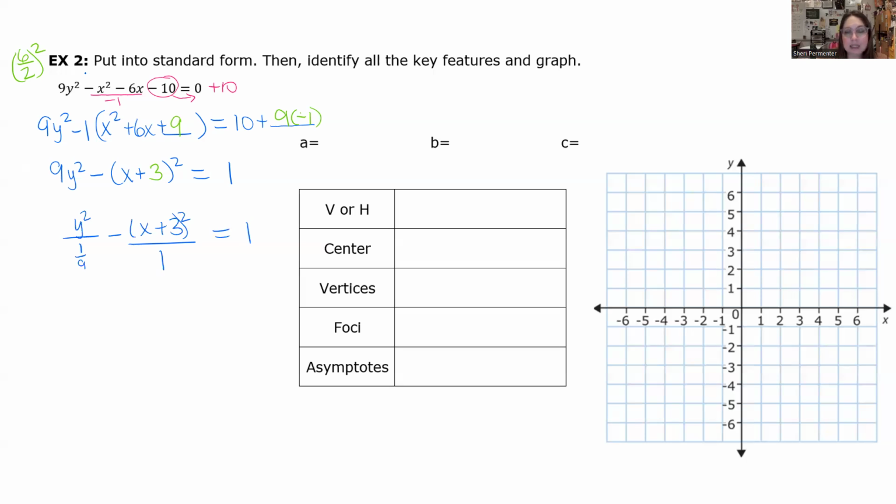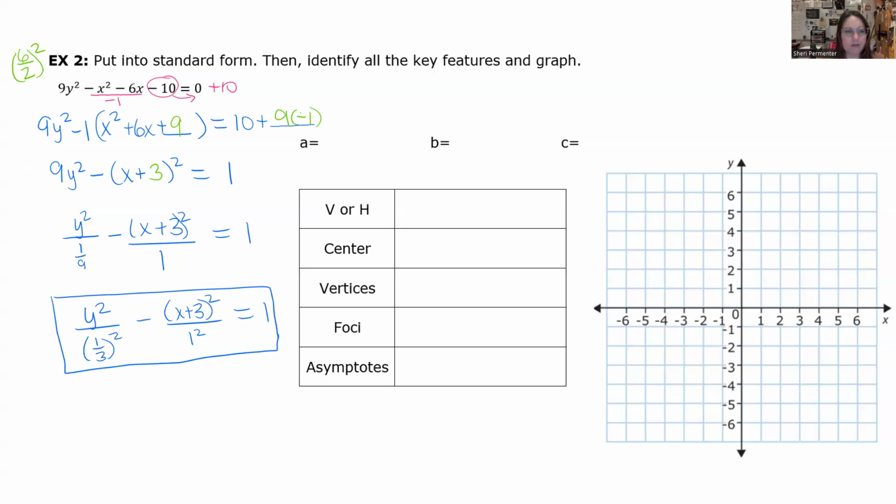Now, here's the thing. We're going to need A, B, and C to be able to graph, so we could also rewrite our denominators as something squared. So this would be y squared over 1/3 squared, and 1 is the same thing as 1 squared. Now we have the equation of a hyperbola. It's in standard form. We are good to go.